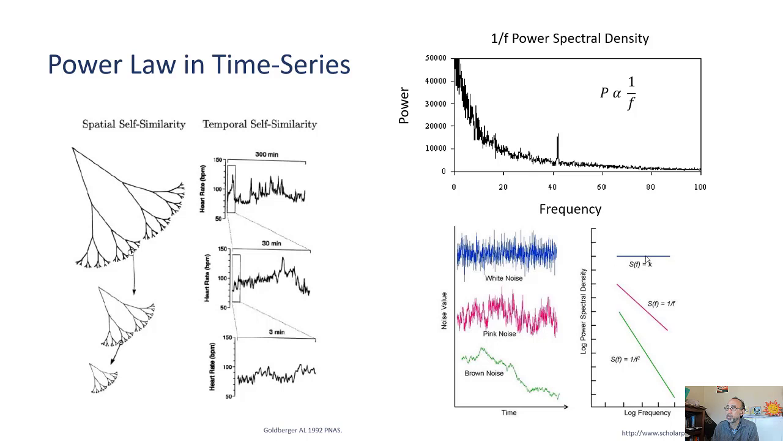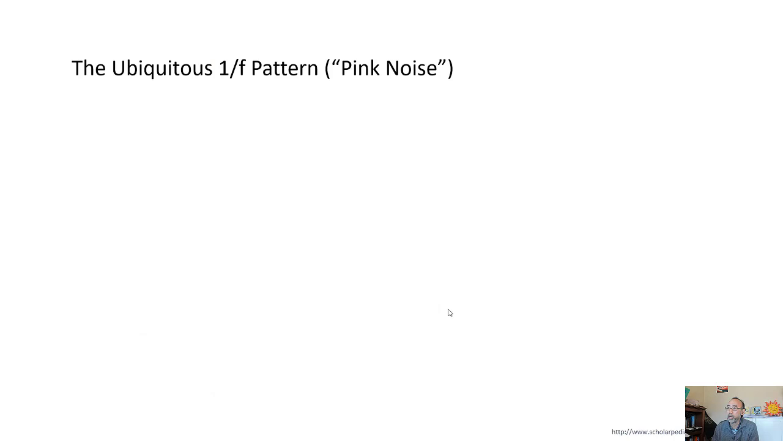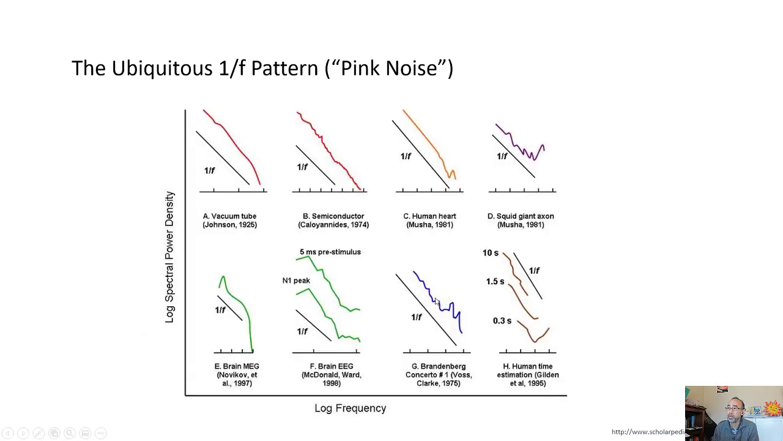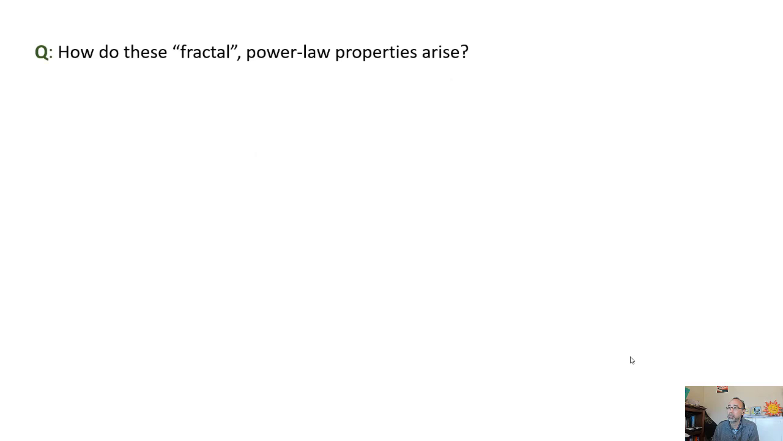White noise has power spectral densities that are uniform across frequencies, whereas the other extreme is brown noise, which has much more of a lower frequency component. And it's this halfway point between these two which is called pink noise. And it's this pink noise, 1 over f, that is of great interest for us. Pink noise, just like the power law in spatial frequencies, is quite ubiquitous. You can see this in multiple artificial as well as natural settings: in vacuum tubes, semiconductors, and for natural settings, human hearts, squid axons, as well as MEGs and EEGs. The question is, how do these fractal and power law properties arise? This is the million-dollar question which scientists are still trying to figure out. We still don't have the answer.